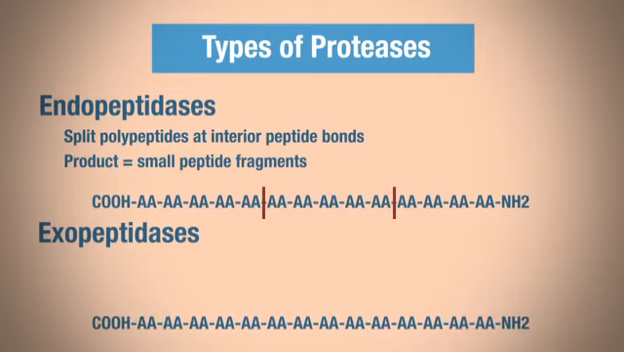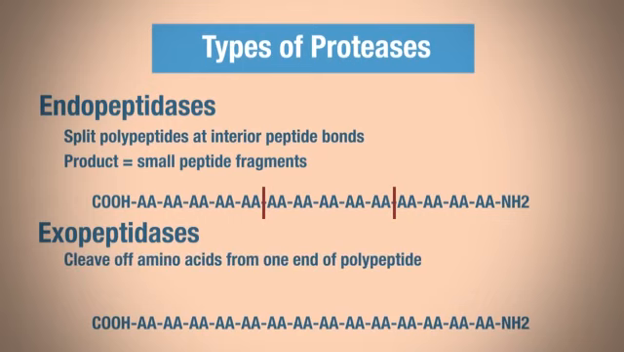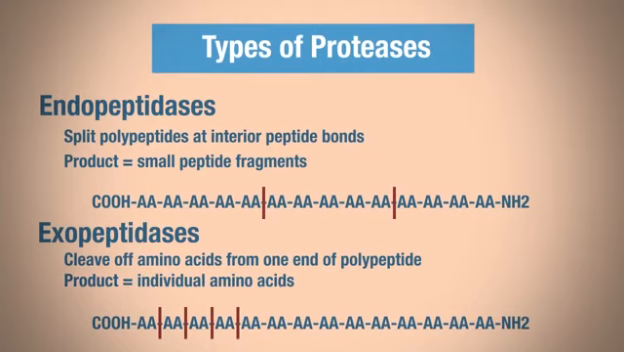Now, exopeptidases, think about the name, exo, out. So now we're going to cleave amino acids from one end of the polypeptide. If we cleave from the carboxyl end, these will be called carboxypeptidases. And you can also have other enzymes called aminopeptidases that cleave at the amine end. When these enzymes cleave, they're breaking off one amino acid at a time. And so the products here are individual amino acids.